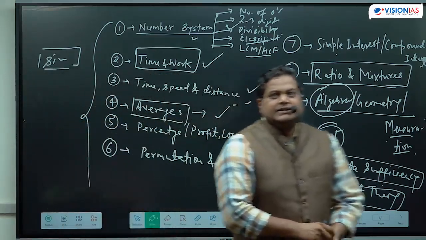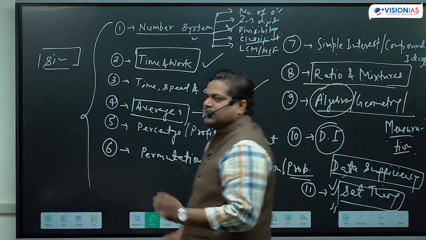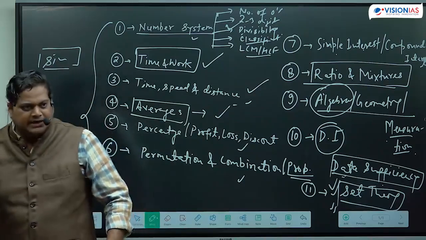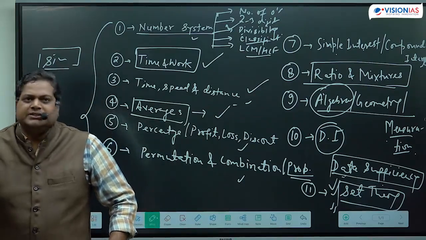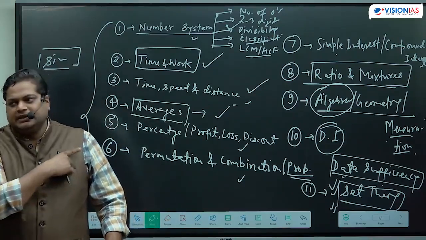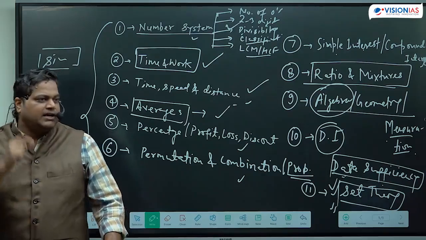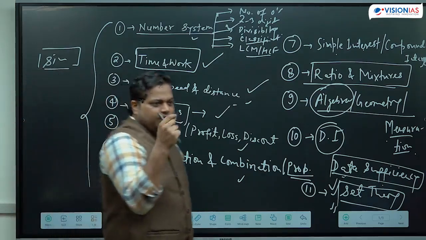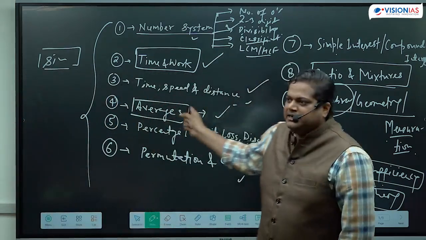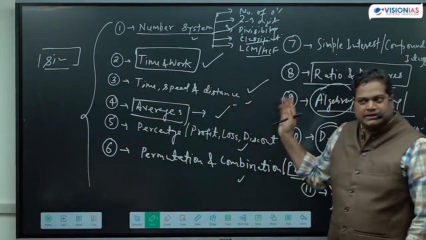Sequence and series. Sequence and series, basically it is part of LR. LR ka it is part. Progression we are going to understand here. The arithmetic progression mein, what is there? How we are calculating nth term, how we are calculating sum of the series of n terms. Arithmetic, harmonic, geometric progression. ठीक है?